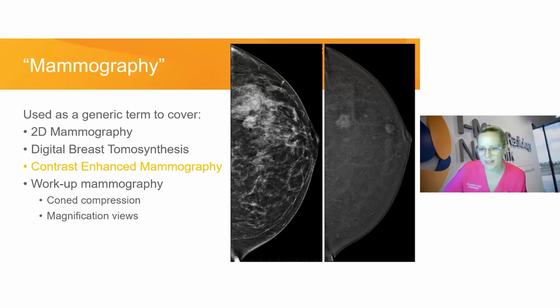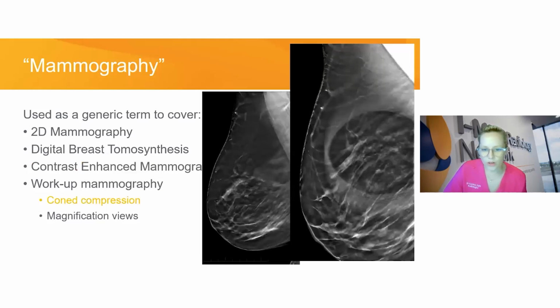We can see that she has this additional spiculated lesion sitting posteriorly, which is obviously larger, and also a few enhancing foci, which are likely her satellites, which we never would have been able to detect here on her standard mammography. It also will include workup mammography.